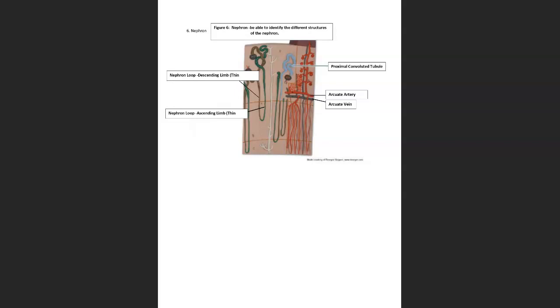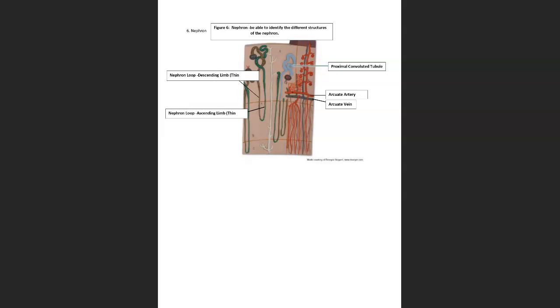and then from the proximal tubule, it descends into the medulla. That's called the descending limb of the nephron loop. Then it makes a 180-degree turn and becomes the ascending limb of the nephron loop. You have a thin segment and a thick segment. And then the ascending, thick segment of the ascending nephron loop becomes a distal tubule.